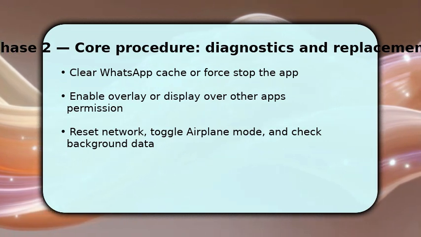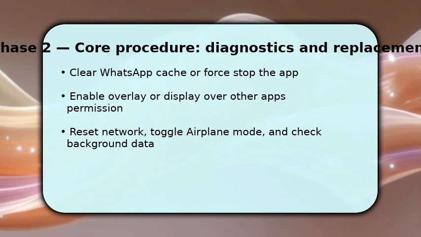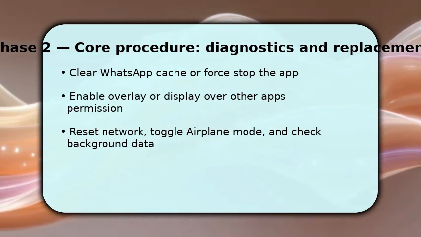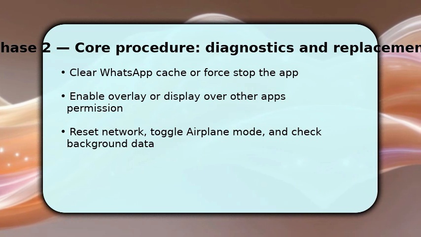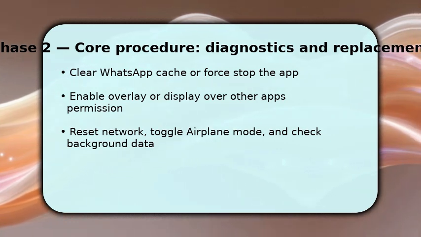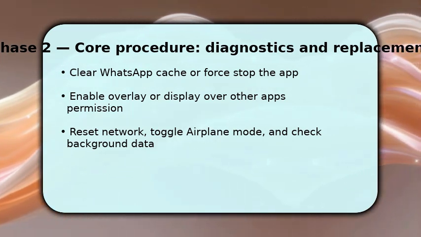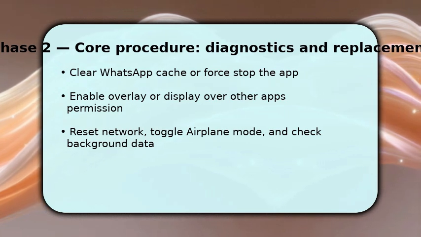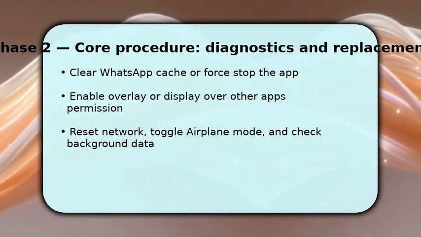Make sure background data is allowed, and toggle airplane mode for 10 seconds to reset network sockets. This refreshes push notifications and call signaling. If you use custom ROMs or aggressive task killers, whitelist WhatsApp to keep it active in background.